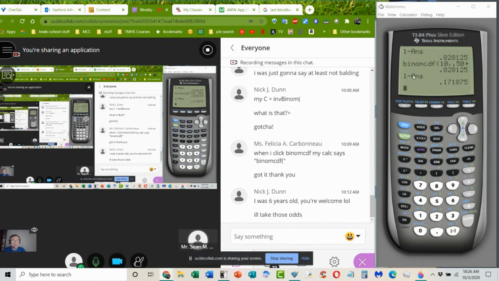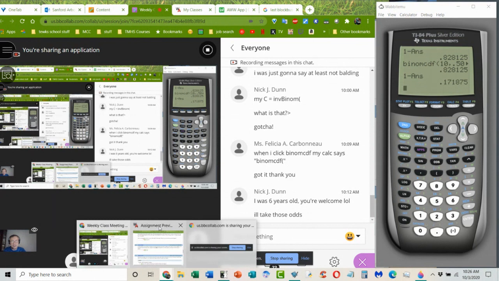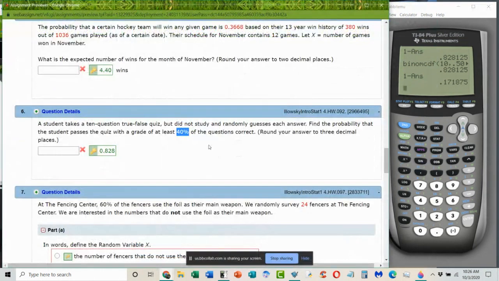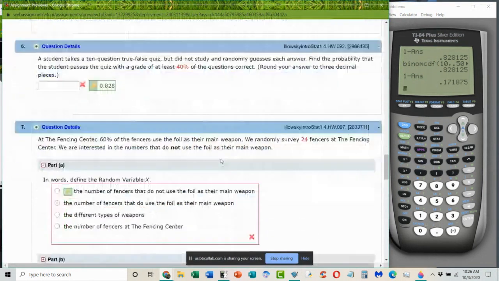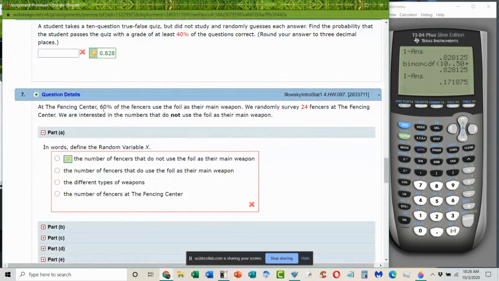Like I said, that's how you're going to calculate that problem: you have to calculate the chance of not passing the test and then subtract it from one, and you'll find out the chance of actually passing it. Same thing with this. This is just another binomial distribution. The big thing is that they tell you that 60% of the fencers use foils, so they want to know what's the percent of people that do not use foils. So if this is how many that use it, 40% don't use it, and that's your success rate.